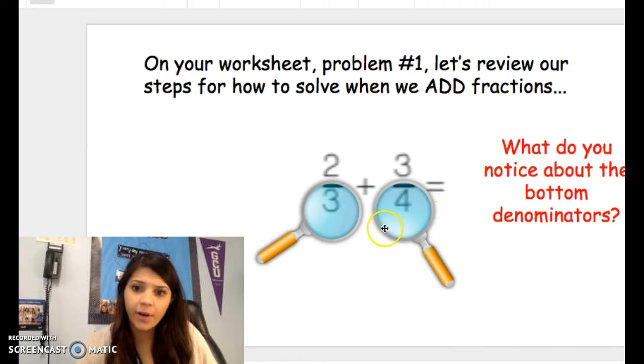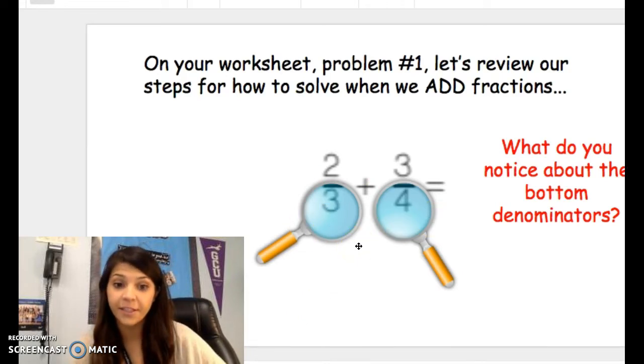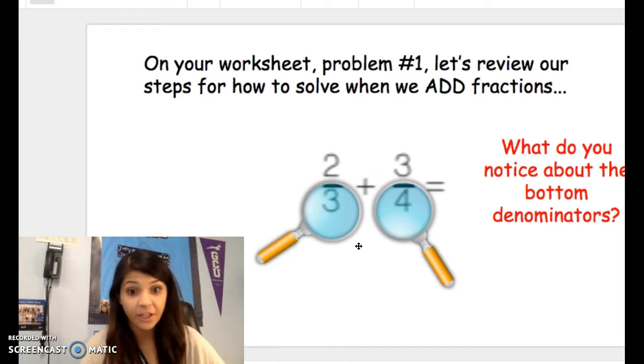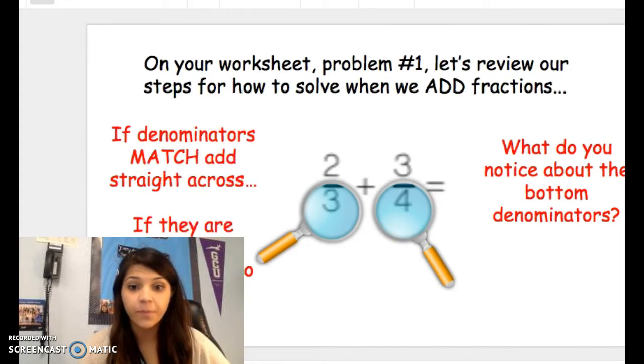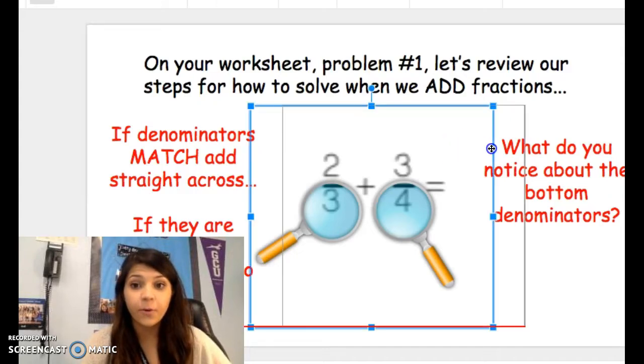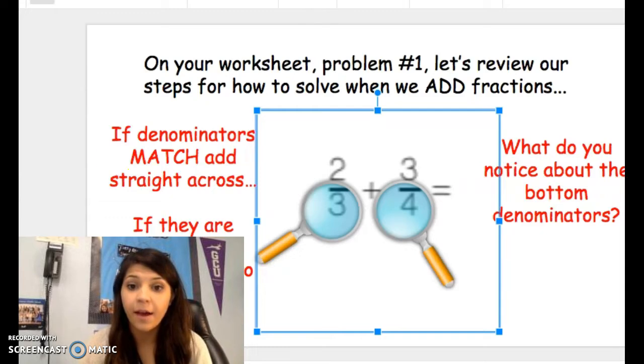So I had them point out that both of these numbers are different. And when you're adding and subtracting fractions, you cannot add fractions with different denominators. You just can't do it. So what we have to do then is to find our least common multiple. And if they match, we add straight across, no problem. But if they're different, we need to find the least common multiple to get them to match. And so when we do that, we have to come over here. I'm going to show you how I did this.